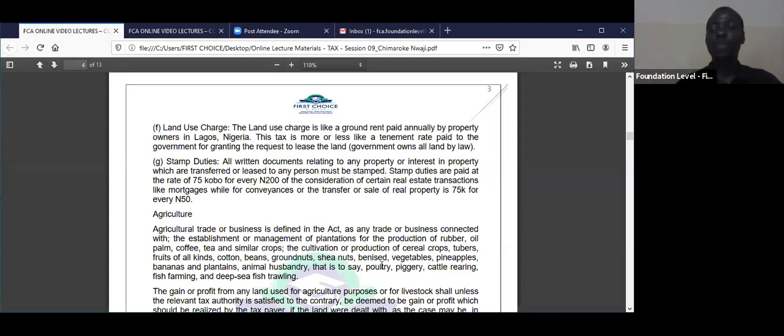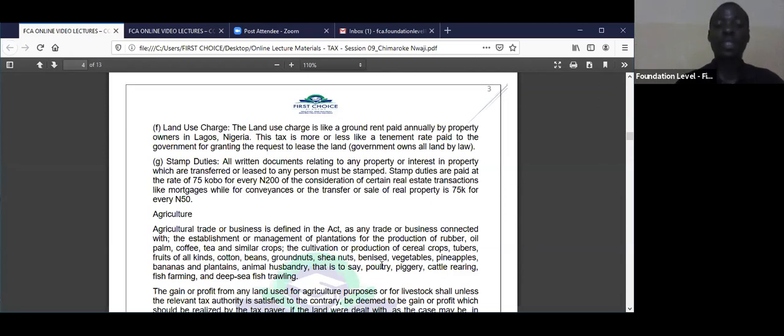For example, you want to open a company. If you want to open a company or a business name, you pay some fees. That fee is called a filing fee. They will also charge you stamp duties. Stamp duties is 15 naira for every transaction from 10,000 naira and above. That is some stamp duties on some particular documents.